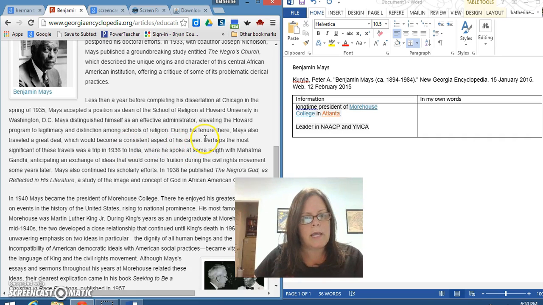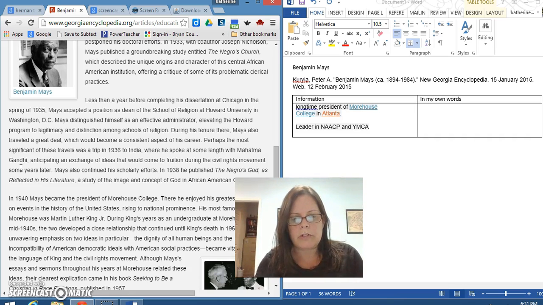So I want to just take a second and read for understanding and for detail in here. It says perhaps the most significant of his travels was a trip in 1936 to India, where he spoke at some length with Mahatma Gandhi. And I want you to think back to 7th grade in this. Gandhi is the civil rights leader in India who worked using passive resistance techniques and strategies to gain equal rights for Indians, and eventually it led to the independence of India from Great Britain.